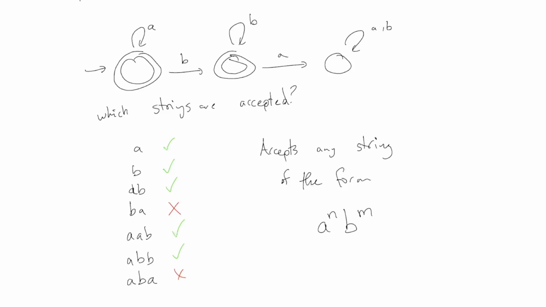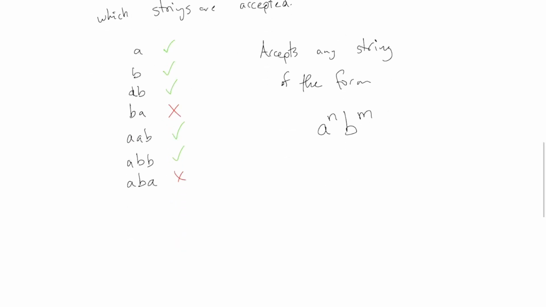But for our purposes, this is typically the way that is going to be best to say the answer to a question like this. Which are the strings which are accepted? It's any string of the form A to the N, B to the M. And remember, when we write this, N and M could be 0, right?